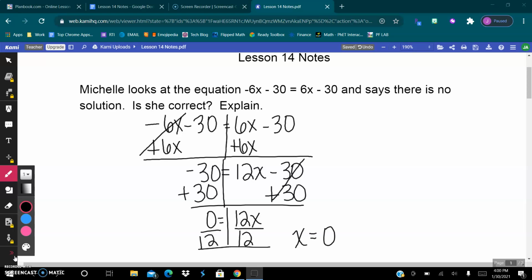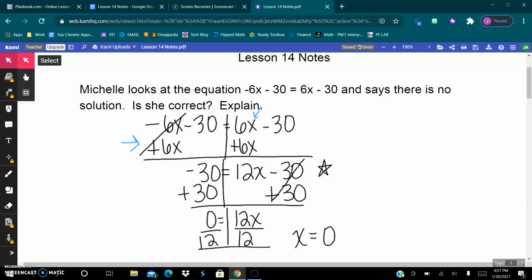Now, I knew at this step right here that there was a solution. And the reason for that is that when I added 6x to both sides, it canceled here, but it did not cancel here. So if the variables would have canceled in both spots, then we would have possibly no solution. So because the variable didn't cancel out, then we definitely had a solution.